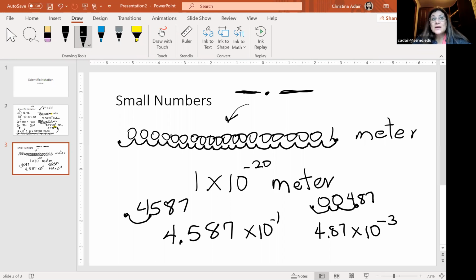So when you see negative exponents, those are really small numbers. When you see positive exponents, those are very large numbers. Of course, the larger the positive exponent, the larger the number, and the larger the negative exponent, the smaller the number. All right, so that's scientific notation. Let me know if you have any questions, and good luck on your lab.